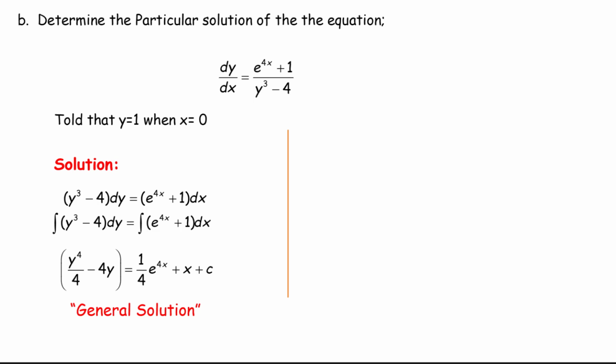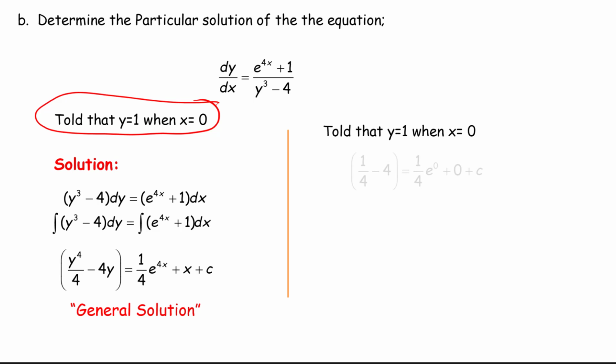Okay, so we need to use the condition. We're told that when y is 1, x is 0. So anywhere we have x, we put 0, and anywhere we have y, we put 1. And that should give us an equation with just c in it. So 1 to the power of 4 is 1 over 4 minus 4, but the e to the power of 0 is going to be 1. So you're going to get 1 over 4 minus 4 is equal to 1 over 4 plus c.